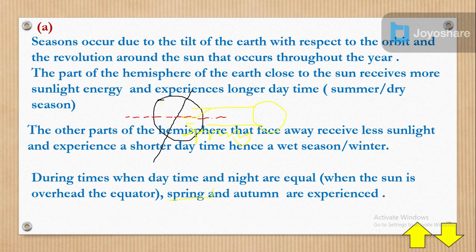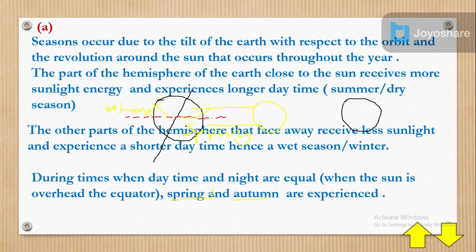Now this part which is not receiving sunlight will experience a season which we call autumn. Autumn is more like the wet season, or rainy season. That is what we call autumn. So take note, spring and autumn are experienced when the sun is overhead the equator. But these other ones, the wet season, happen like this. I just want to read this for some people.